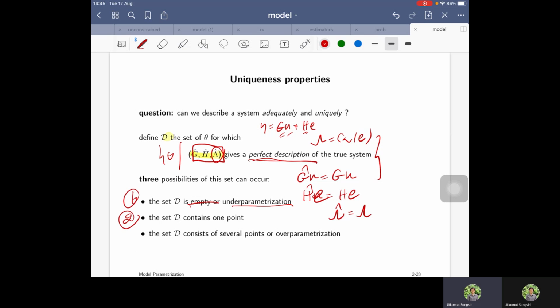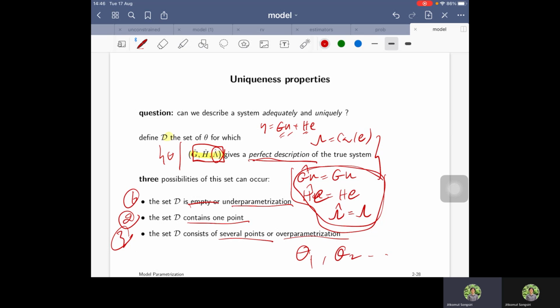The second case is that the set D has a member and it contains only 1 point, which means you can find only one set of theta that gives this matching. And it is a desirable property, which means the parameter is obtained uniquely. The third case means the set D contains several points, or over-parameterization. Maybe your model class is too big, too flexible. There are many other choices, theta 1, theta 2, that give the same matching equation here.